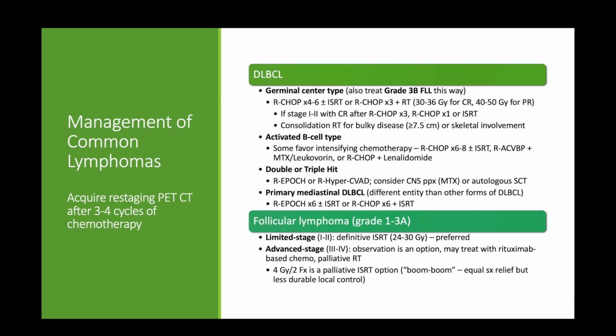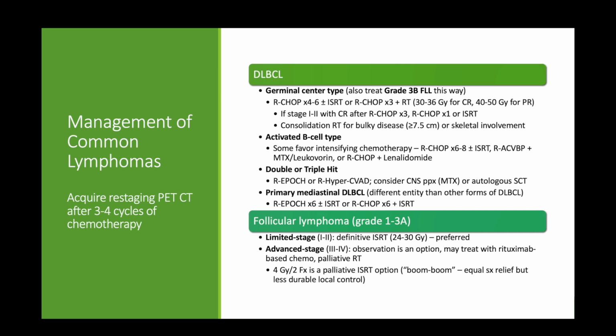Now, remember we mentioned that there are some other types of DLBCL that are a little bit more aggressive, and in those cases, folks might consider escalating the chemotherapy or intensifying treatment. So for activated B cell type, remember that ABC or the non-germinal center type lymphoma was more aggressive. Some favor intensifying chemotherapy, providing either R-CHOP times 6 to 8 cycles instead of 4 to 6, with or without ISRT, or even using more aggressive chemotherapy regimens.